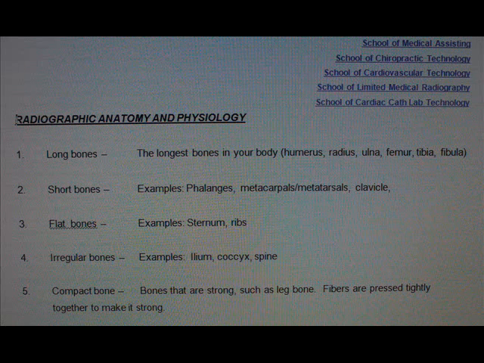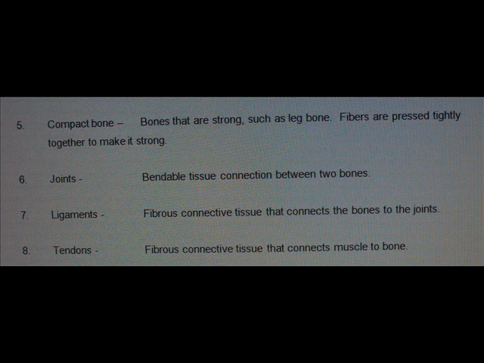Compact bone. Bones that are strong, such as your leg bone. You have fibers that are pressed tightly together to make it as strong as possible. When you think about a blacksmith, they take one piece of metal or steel, they heat it, they get another piece of steel, put it together, heat it, and press it together. And they continue to do that until the sword is extremely strong. It's the same as your bone. You just want to make sure that you visualize everything as we go along. Visualization is the best way to remember the terms.